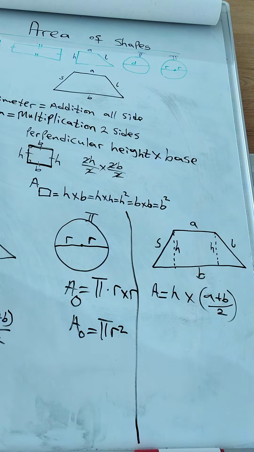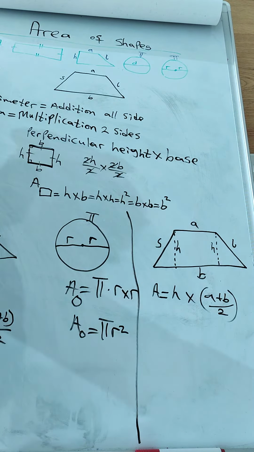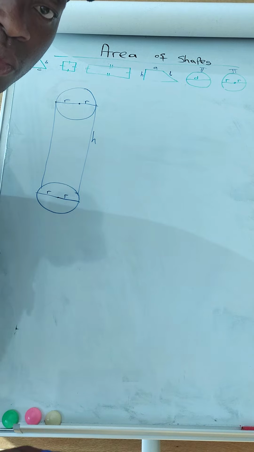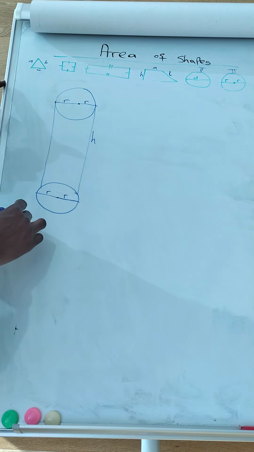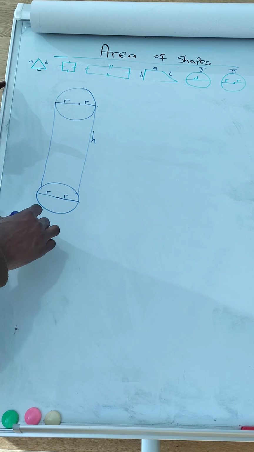So the last one, which will not be the least, is we are going to find the area of a cylinder. I think it is the most complex shape that we have for this video. So before that, let me just rub it off so that we can do it together. So this is a cylinder. We want to look for the area of a cylinder.